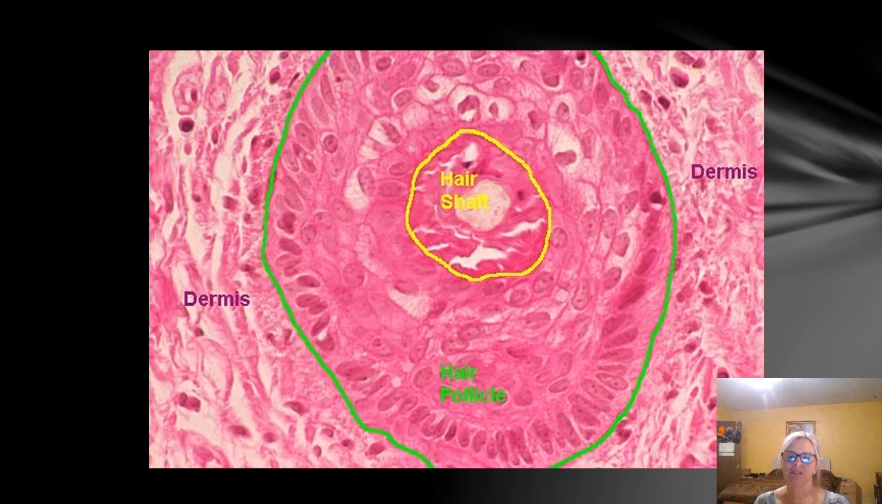All right, so the next section we'll look at connective tissues, we'll look at bone and blood.